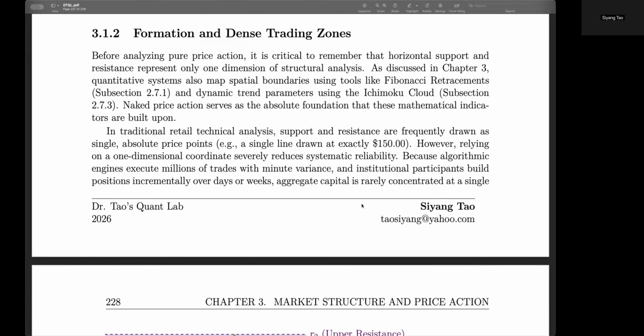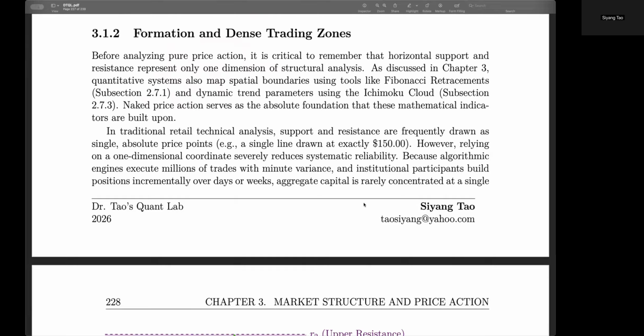In our last video, we explored the psychological and algorithmic forces that create market support and resistance. But if you open a standard retail charting platform, you will see a massive flaw in how most traders apply this theory. Nowadays, traders draw support and resistance as single, razor-thin horizontal lines. For example, a line drawn at exactly $150.